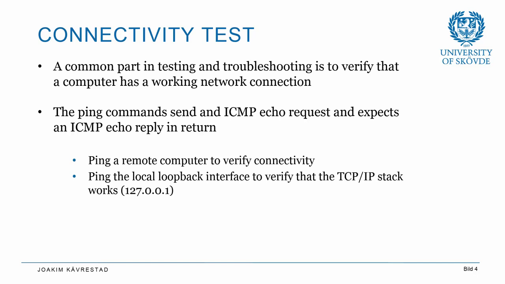So if a user is experiencing connectivity issues, we can begin by trying to ping a remote computer. We type ping to send an ICMP echo request, and if we get an echo reply back, we will get a successful message. If that doesn't work, we can try to ping the local loopback interface, which is usually 127.0.0.1, and if we get a successful message back, we at least verify that a local TCP/IP stack works.